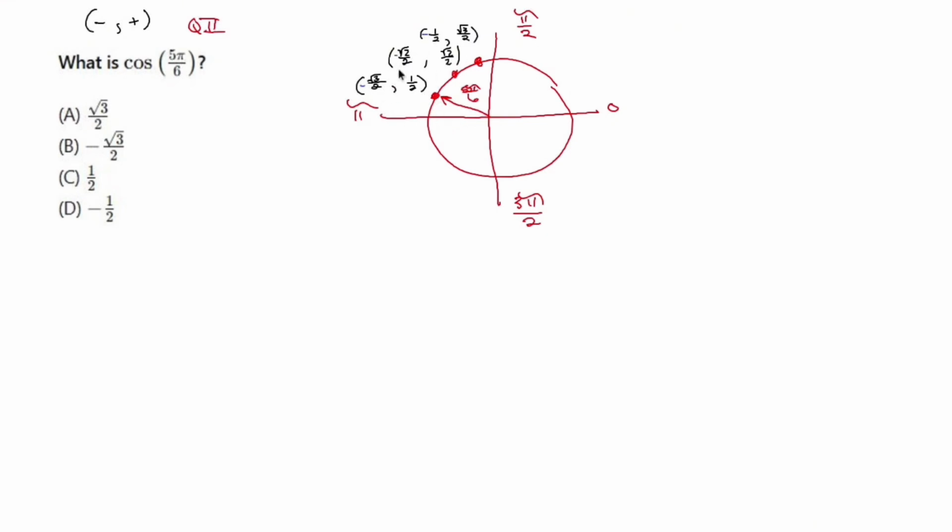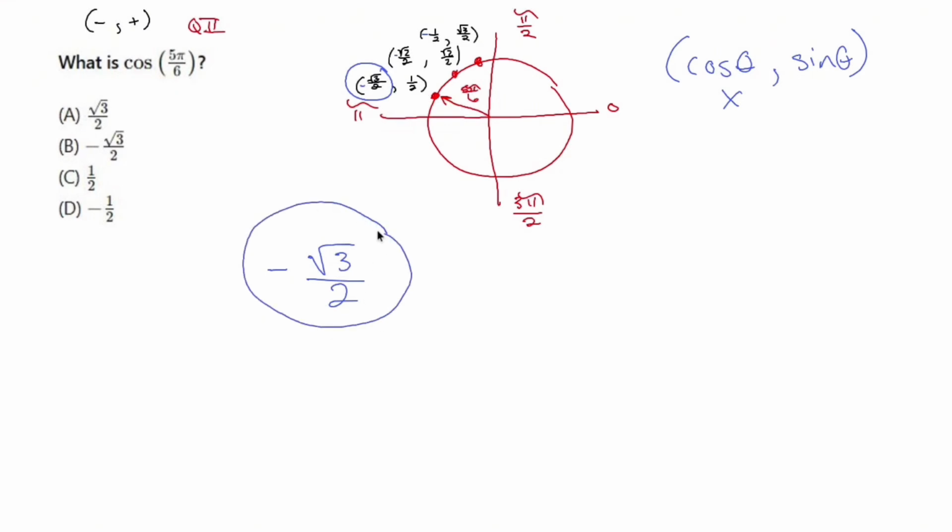Now, we're hyper-focused on this point right here. Cosine is the x value. Okay, so you have a cosine theta, you have a sine theta, and cosine is the x value, and that's what we want. So since I care about this point right here, I'm going to label the x value at that point, which happens to be negative root 3 over 2. So the cosine of 5 pi over 6 is going to be negative root 3 over 2. And that's how you do it.